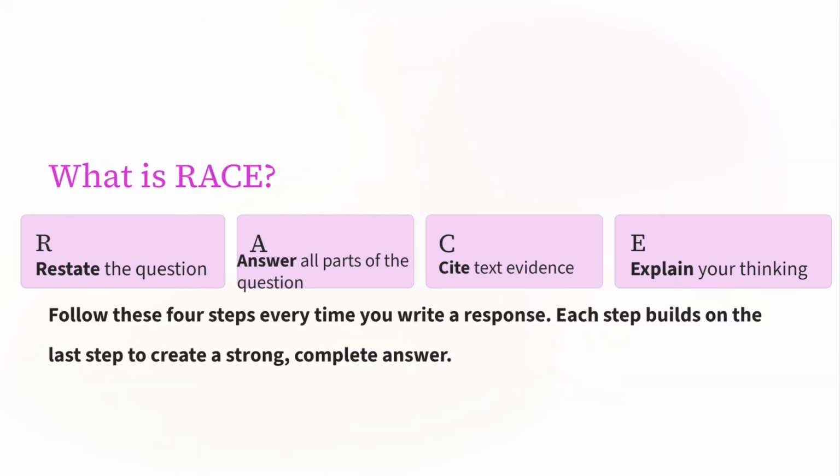What is RACE? R stands for restate the question. A stands for answer all parts of the question. C stands for cite textual evidence. And E stands for explain your thinking. Follow these four steps every time you write a response. Each step builds on the last to create a strong, complete answer.